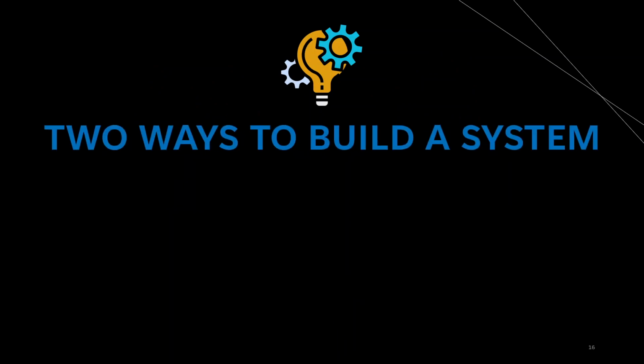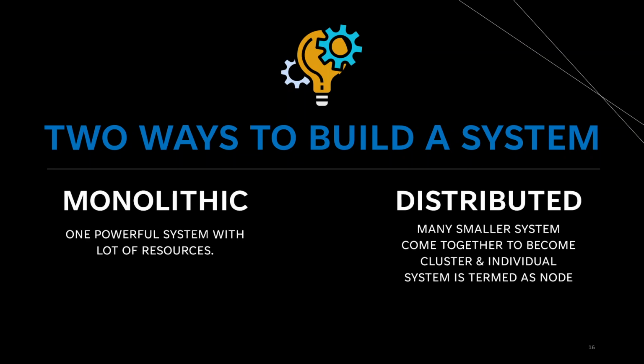What are the ways in which you can build the system? There are actually two ways to build a system: one is monolithic and one is distributed. What is monolithic? Here we came to a picture where we had stopped in our previous slides. Monolithic means there is only one powerful system with lots of resources. But what is distributed? Many smaller systems come together to become one cluster, and an individual system in it is coined a node. That is considered a distributed system.